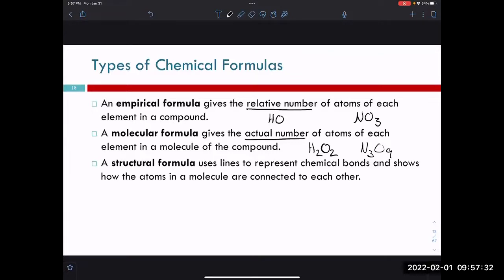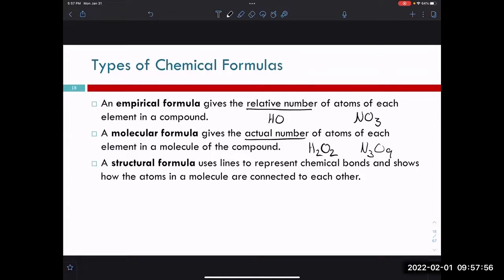And we'll cover more about empirical formulas later. We'll even have a couple labs on it. Usually it's used the other way around. It's called the empirical formula because you can easily do an experiment and figure out the relative numbers of the atoms. It takes a little bit more work to get the actual number.